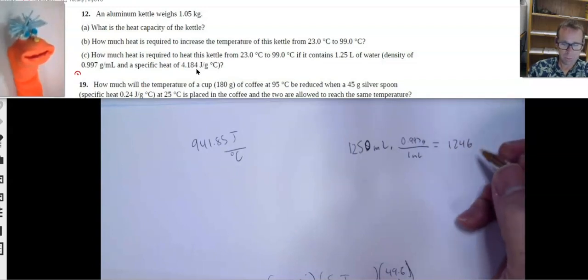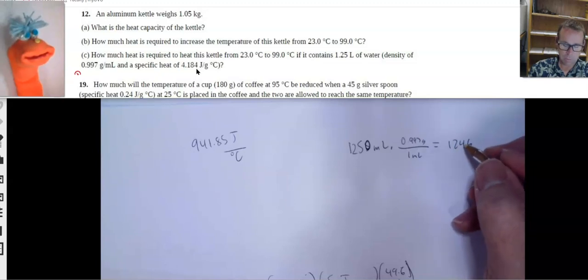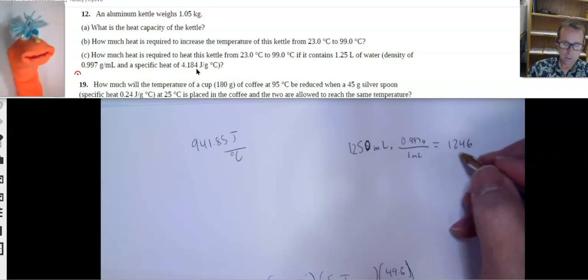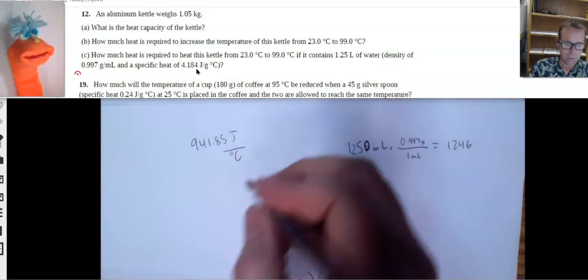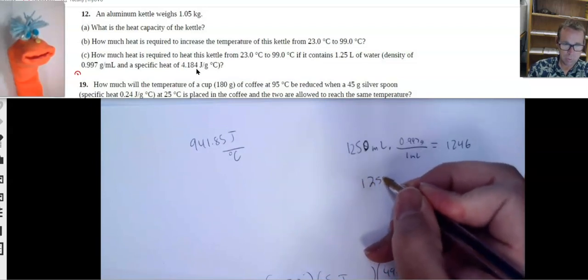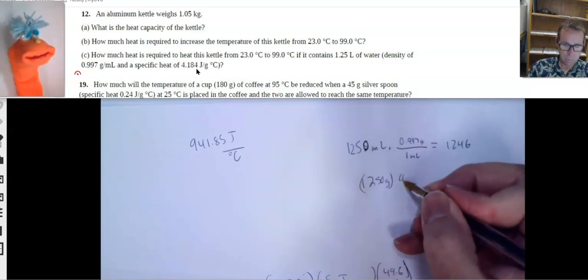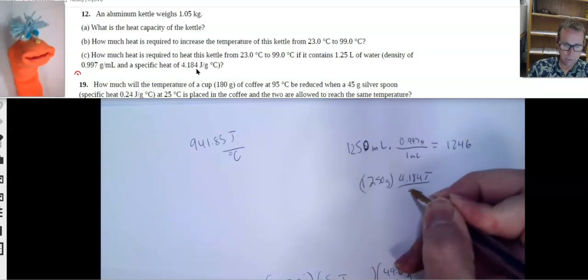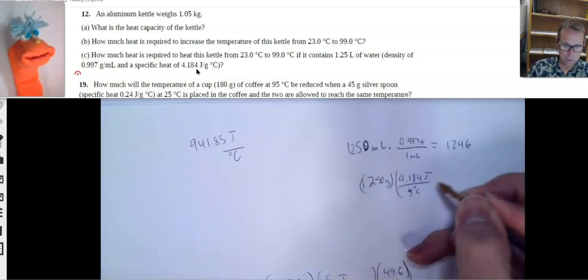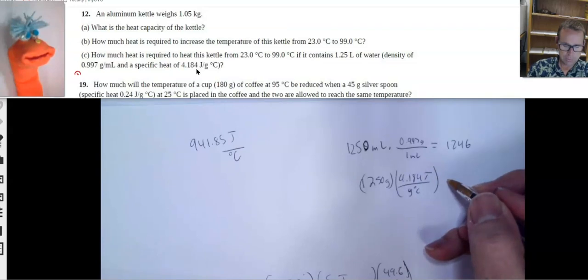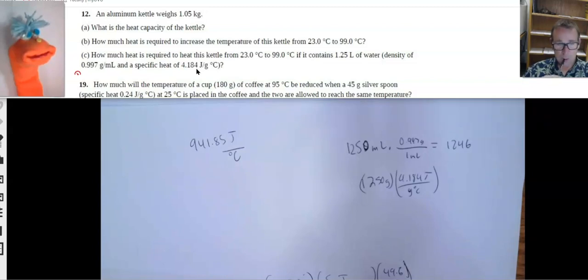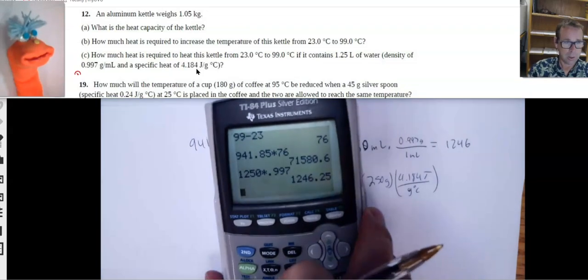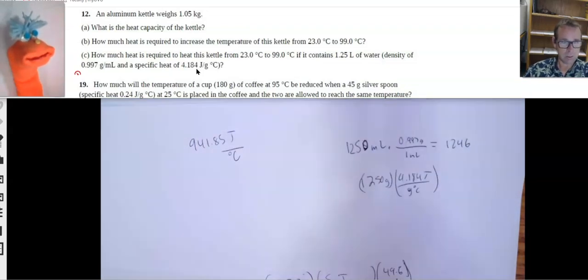Alright, and we got 3, so 125, or 1,250 grams essentially. 3 significant figures. So 1,250 grams of water, 4.184 joules for every gram degrees Celsius. And what is our change in temperature? Going from 22 to 99. Alright, so that's 76 degrees.